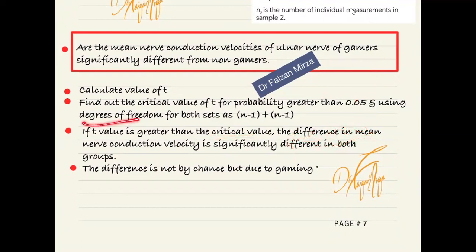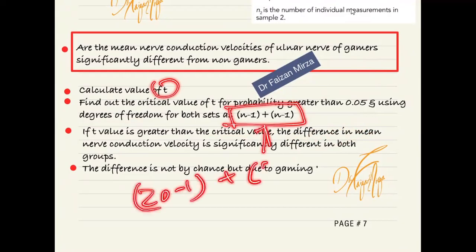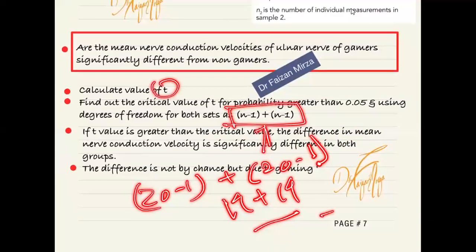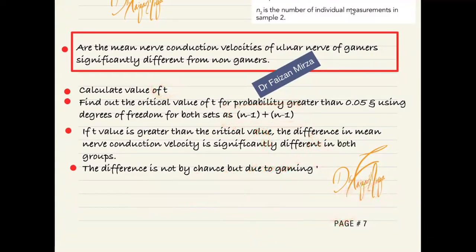Degrees of freedom will have to be calculated, and the degrees of freedom for a t-test is calculated with the formula n minus 1 plus n minus 1. So in this case, my degrees of freedom would be 20 minus 1 plus 20 minus 1, which gives me 19 here plus 19 here. I'll add them and I'll get my answer, which is 38. So this is my degrees of freedom. That's how degrees of freedom are calculated. Once I have that, I'll get my critical value from the table.